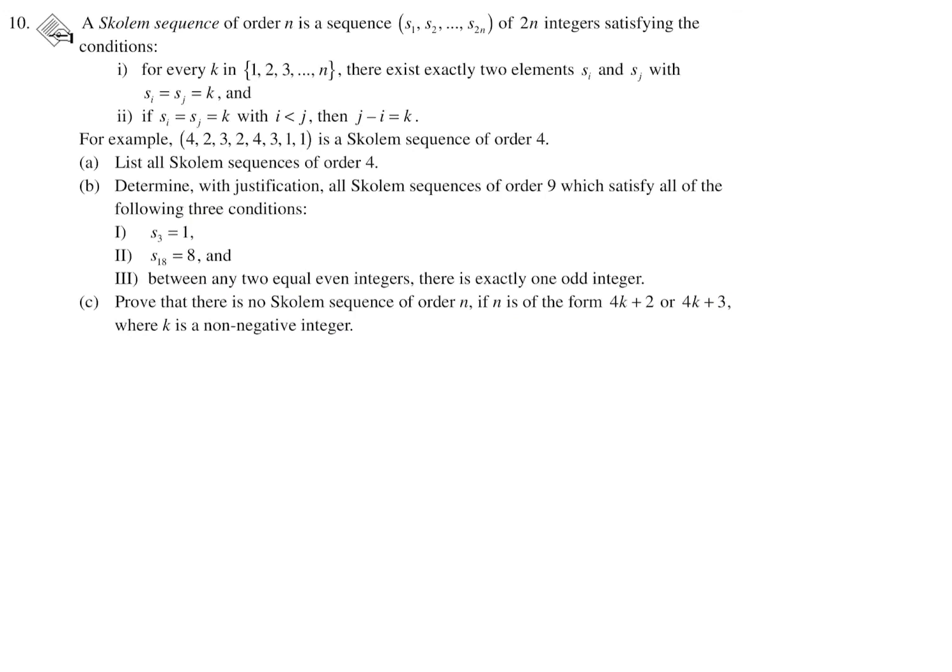Prove that there is no Scolum sequence of order n if n is of the form 4k plus 2 or 4k plus 3, where k is a non-negative integer.